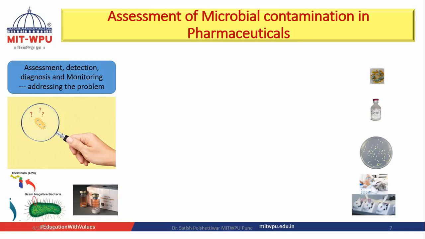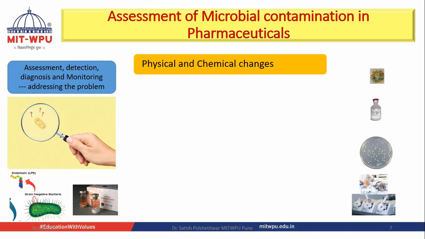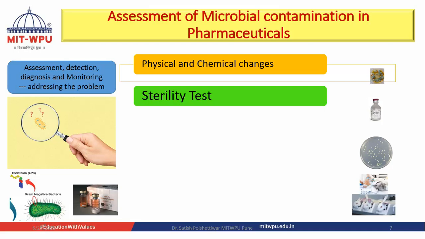If we talk about assessment of microbial contamination in pharmaceutical products, there are different approaches we use in pharmaceutical fields. One of the tests is the sterility test. Another is physical chemical changes. So today I'm more focusing on this sterility test.